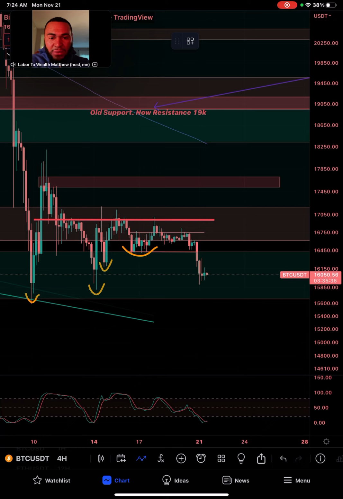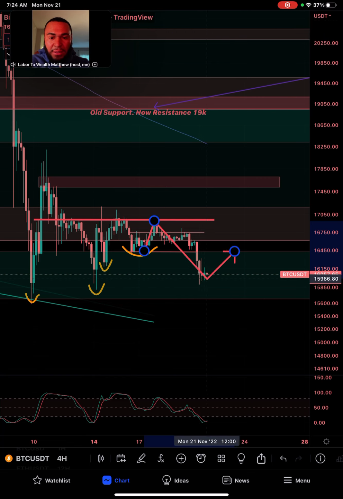So this was the rounded bottom that we talked about. I said we could potentially come back up here, right, and continue to keep playing within this range. But I said if we fall below this line right here, more than likely we're going to come back down here and we're going to use this line as resistance, right?